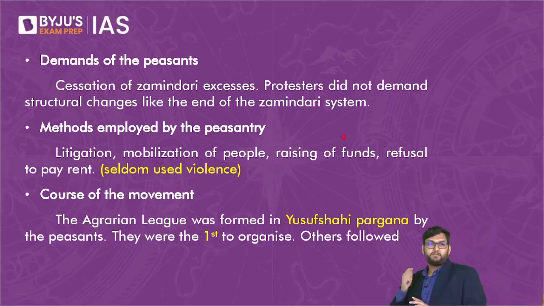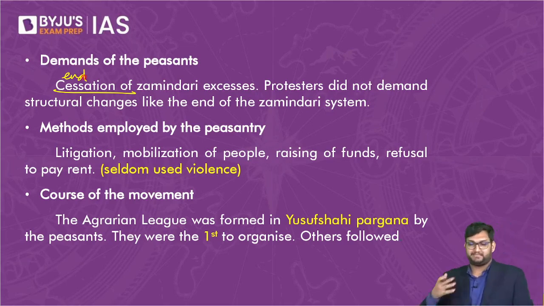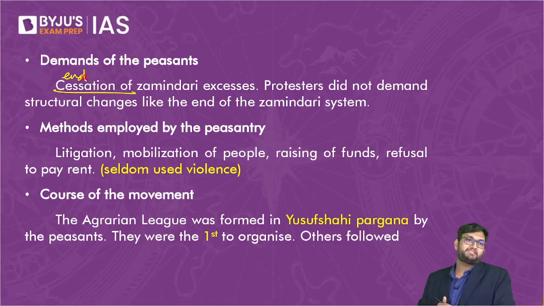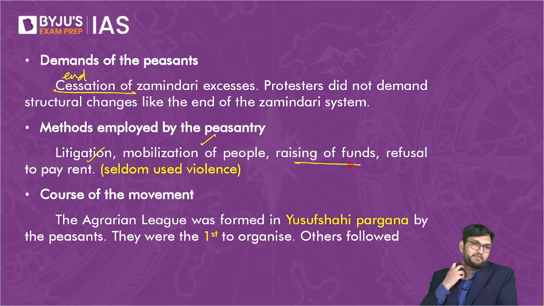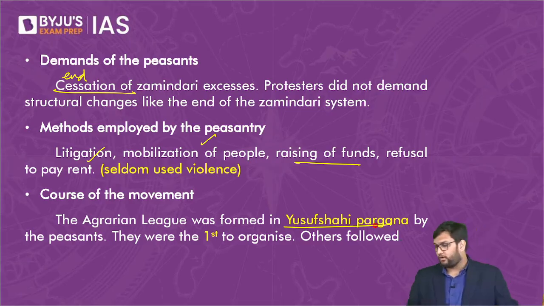Now, what were the demands of the peasant generally? Cessation of zamindari excesses, meaning the end of the zamindari excesses. Protesters did not demand structural changes. They just wanted the end of the zamindari excesses, not the zamindari system, which is the permanent settlement. Thereafter, methods which are employed: litigation, mobilization of peasantry, funds, refusal to pay rent, very rarely violence. It will start in the Yusufzai Pargana of Pabna itself, and thereafter it will start to get organized in other districts and other areas of Pabna.